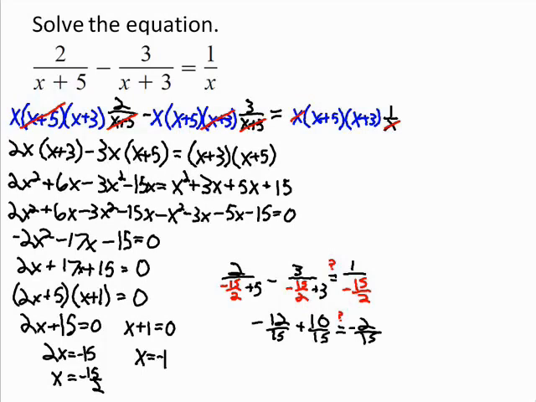On the left side of the equation, both fractions have the same denominator, so add the numerators together. Negative 2 fifteenths equals negative 2 fifteenths, so x equals negative 15 halves is a solution.